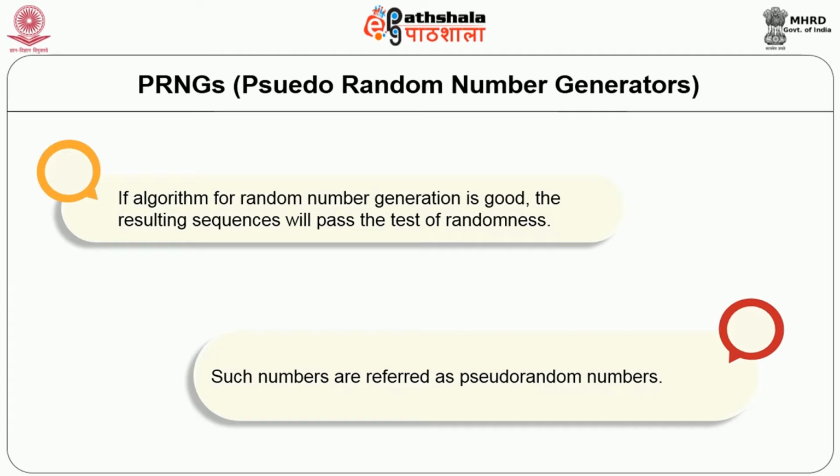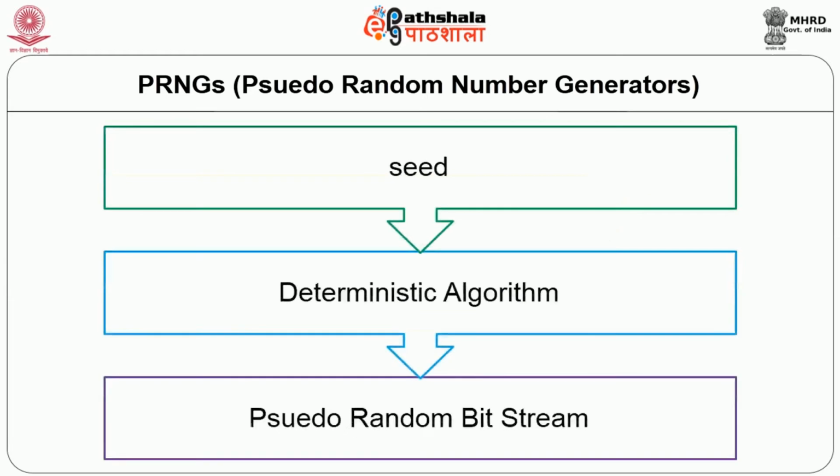So we were at the discussion of pseudo random number generators. If the algorithm for random number generation is good, then the resulting sequence will pass the randomness test, and such numbers are called pseudo-random numbers. How do pseudo-random number generators proceed? We have to feed a seed. Seed means the number from which you want to start generating the random numbers. It is a deterministic algorithm. Deterministic algorithm means it has specific equations. It generates a pseudo-random bit stream.